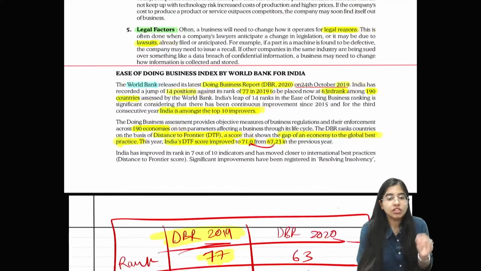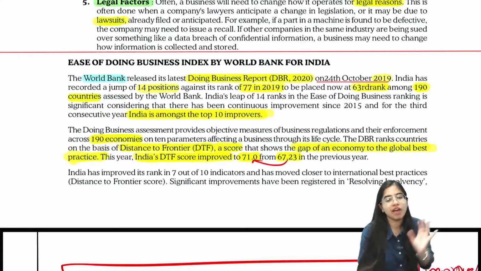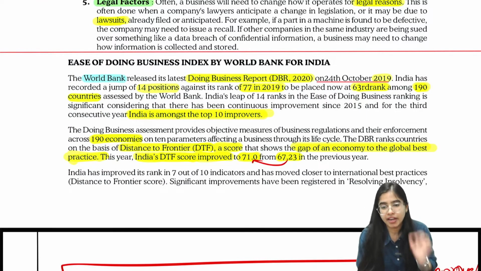And I showed you the practical DBR report, the actual DBR report given by the World Bank. So all these points which I have highlighted are important from your exam point of view. All the keywords which I have highlighted here are important from your MCQ point of view.